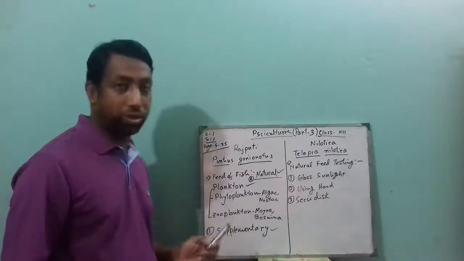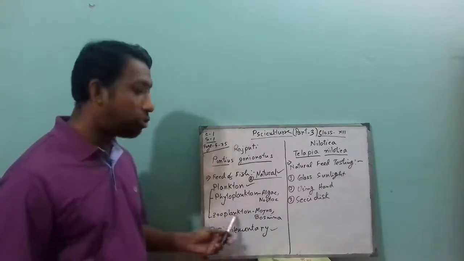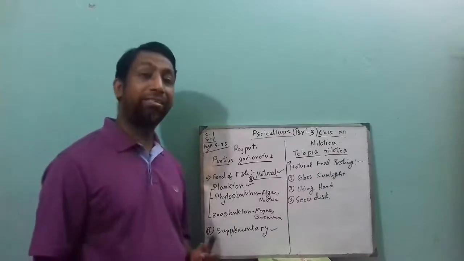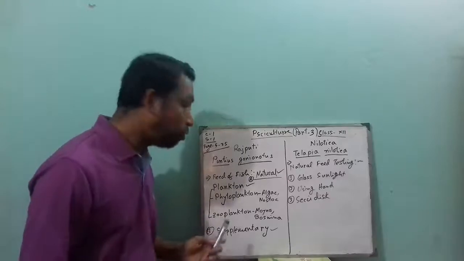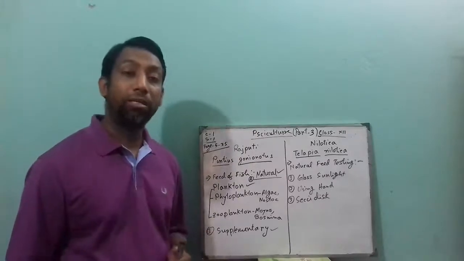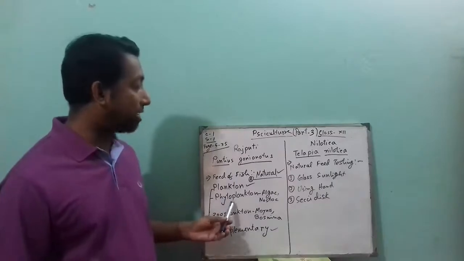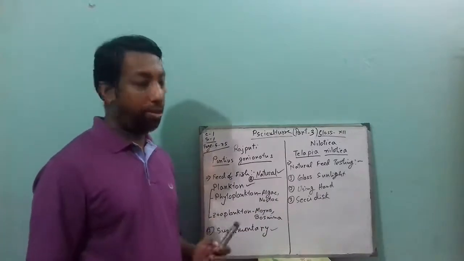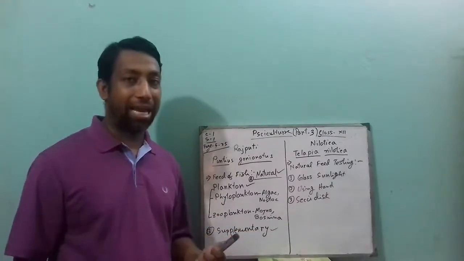Plankton are basically two types, which is phytoplankton and zooplankton. Phytoplankton, which is a plant organism, and zooplankton, which is an animal organism. Some examples of phytoplankton are algae, nostoc, spirogyra. And zooplankton is moina, bosmina, etc.